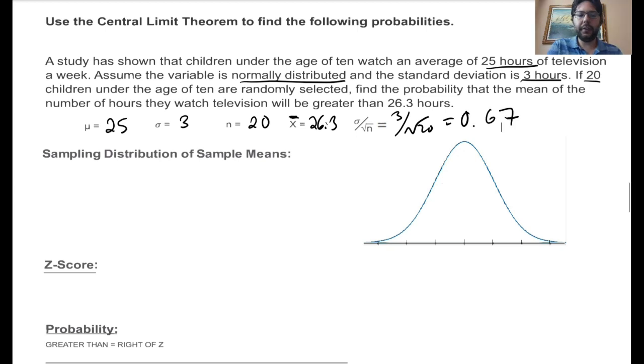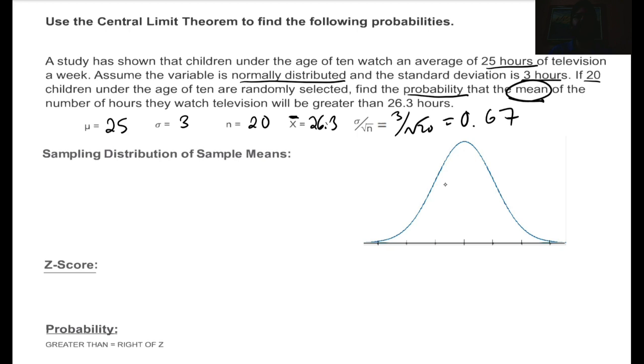All right, so we got all the information. We extracted all the information. Now, what's the difference between this and a normal z problem, a normal problem that we did in 6.2? The difference is that they're asking you to find the probability that the mean is greater than. When they ask that, this is the keyword that you want to look for. When they ask for the probability that the mean is going to be greater than, less than, or between, then they're talking about a central limit theorem problem.